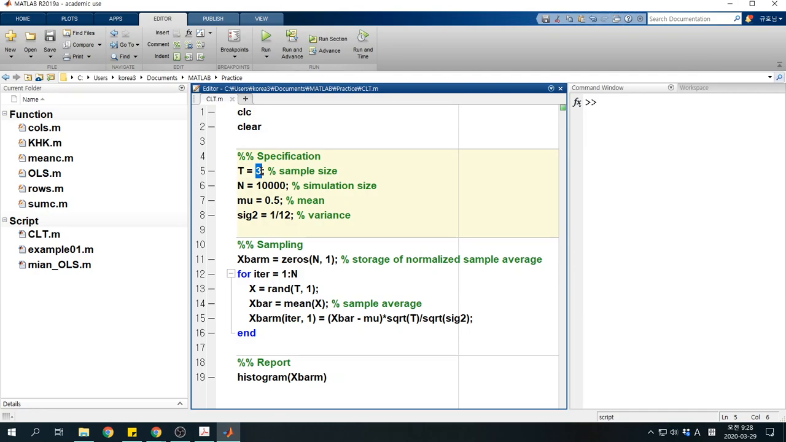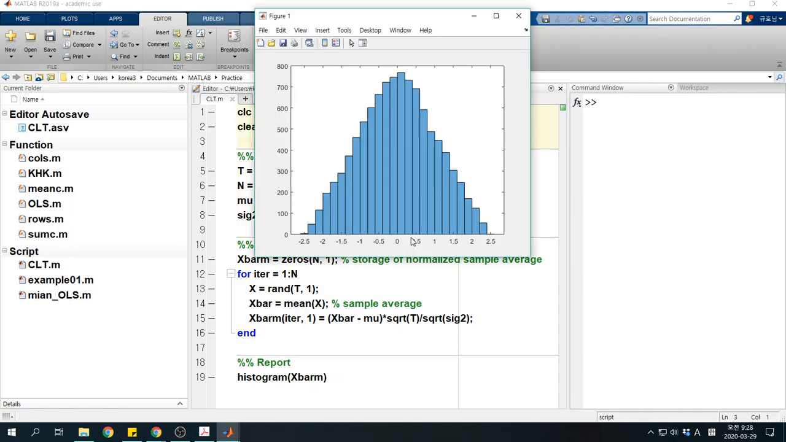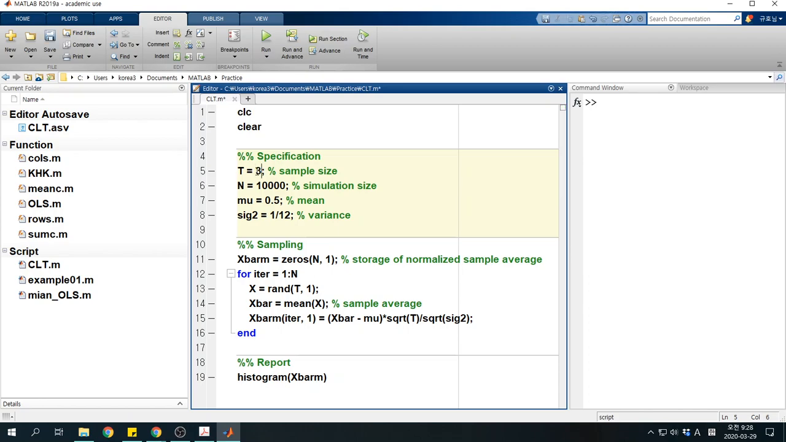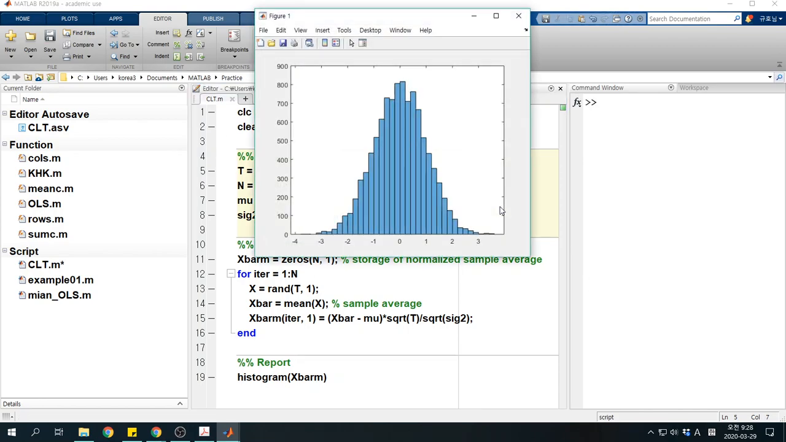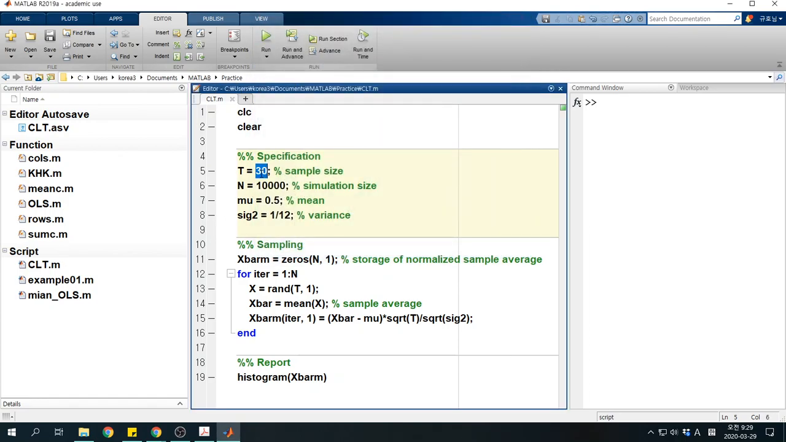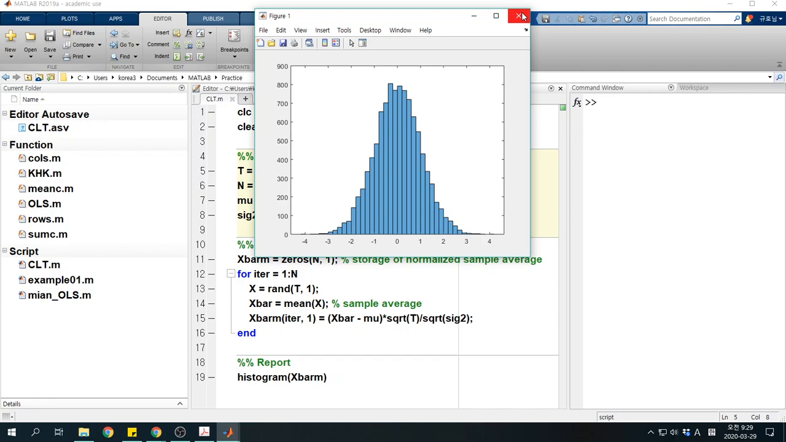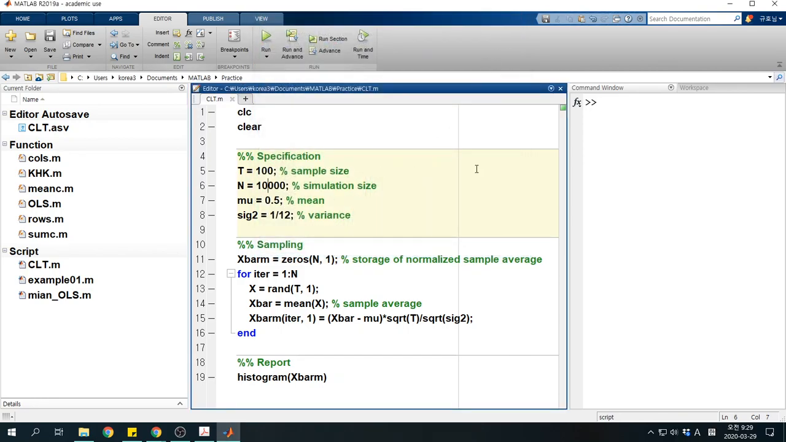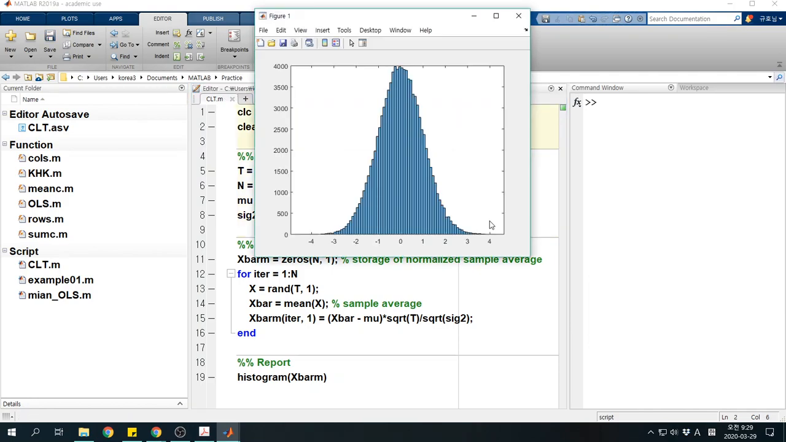So what if this capital T is only 2? This is the sample average of 2 random variables. Definitely this is not a normal distribution. What if this is 30? Yes, it looks more like a normal distribution. Now 100. Yes, so maybe this 10,000 is not large enough. 100,000. Yeah, this is very pretty, right?